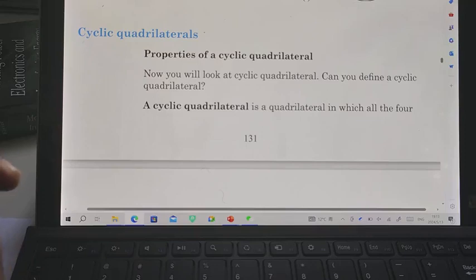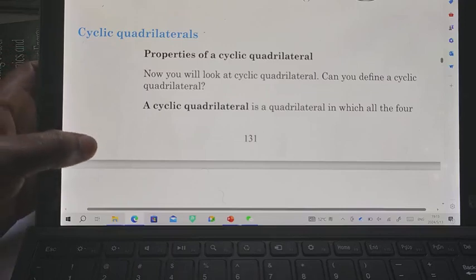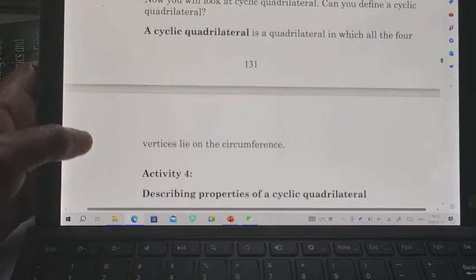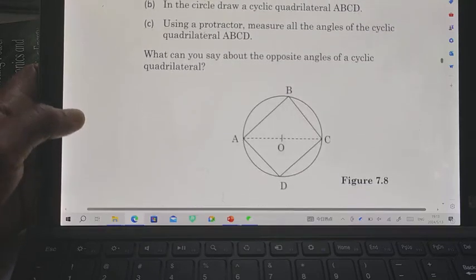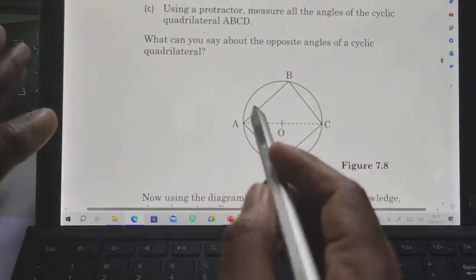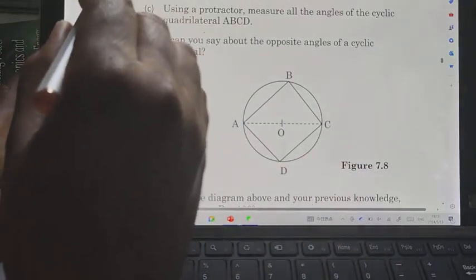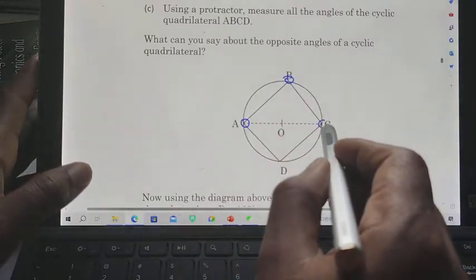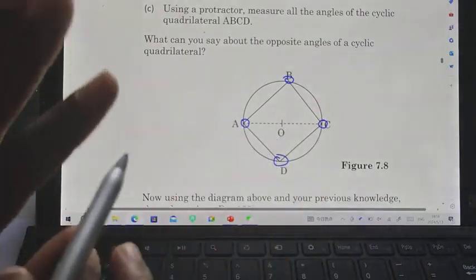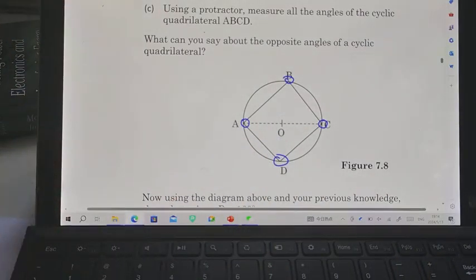Sabata yatha tinawunikirana za cyclic quadrilaterals. Tinaonetsana kuti cyclic quadrilateral ndi chani. Tinanena kuti it's a quadrilateral in which all the four corners or four vertices lie on the circumference. That's a cyclic quadrilateral. All the four corners lie on the circumference. So we mean these corners, those corners, those corners. It's an object that has four vertices or angles, but those ones are on the circumference.